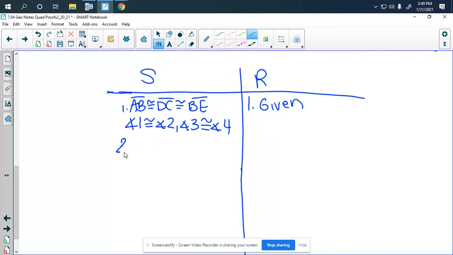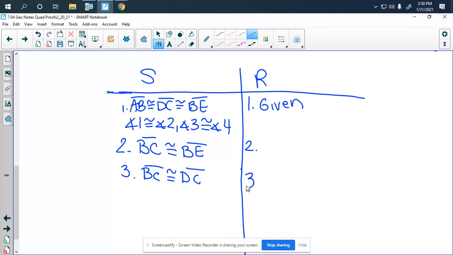All right, I've got my given written out, and now I'll start with where we left off, saying segment BC congruent to segment BE. In a triangle, sides opposite congruent angles are congruent. So that gives me those 2 sides congruent. Now I can get segment BC congruent to segment DC. You also could have done segment BC congruent to segment AB. It doesn't matter which one. And the reason for that one, you could do either substitution or the transitive property.